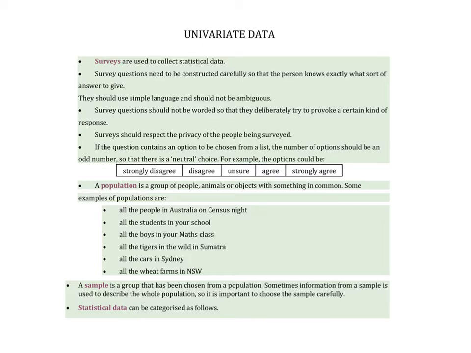So although we can't always do a whole census, sometimes we pick a sample which represents that whole population. So a sample is a group that has been chosen from a population. Information from the sample is used to describe the whole population. So it's very important that we do choose our sample really carefully. So we're going to start investigating univariate data, and we have to be able to categorise our data before we start.